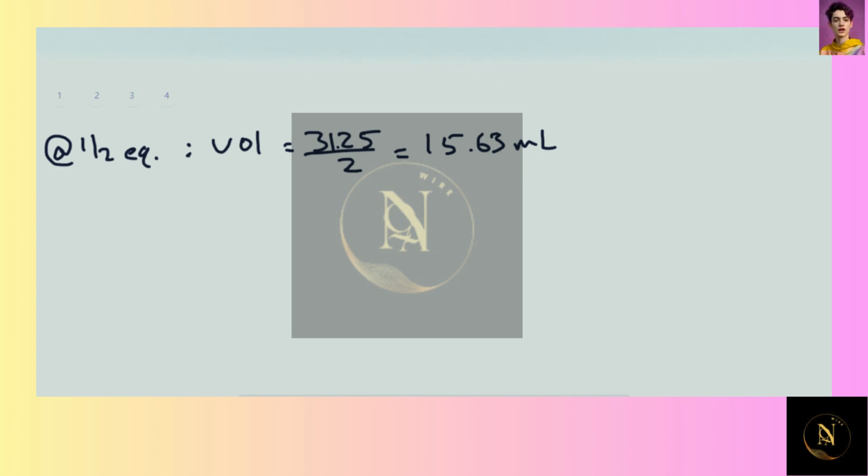And then the pH here is based on the fact that we're at half equivalence. So the pOH is equal to pKb, which is equal to 8.77. And so we can calculate pH as being equal to 5.23 at half equivalence.